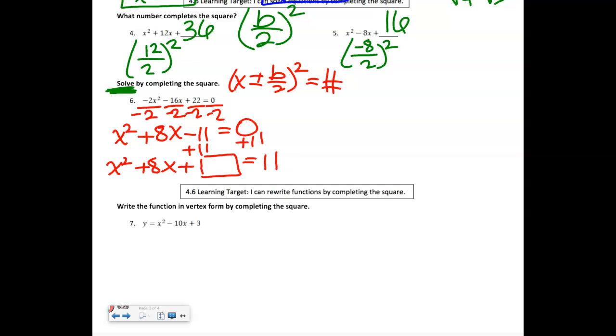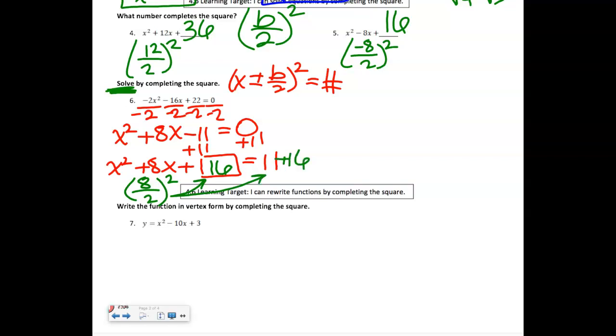Does this now look like the problem we did above? Yes. So again, to fill in this square, I'm going to take my b, divide it by 2, and square it. What is going to go into our blank? 16. Okay, now hold on. This is going to go 16. Where else does this need to go? On the other side. So it goes into your blank and into the other side as well.